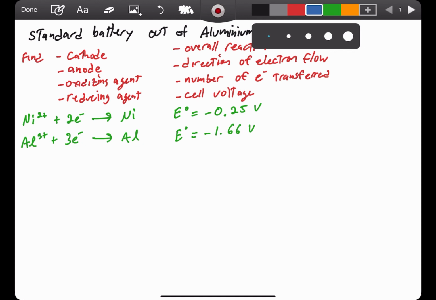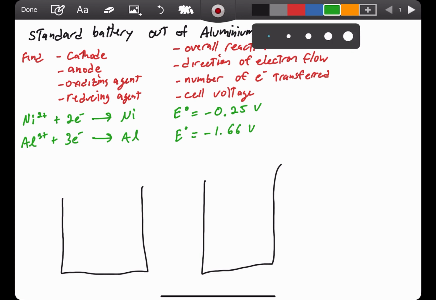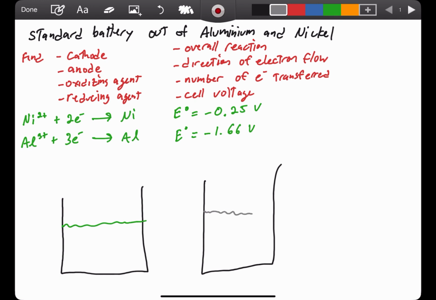First thing we want to do, however, is let's go ahead and draw out our battery. And so as usual, we're going to have our two beakers here. So there's one, there's two. I'm going to put a solution into one of them. And so my nickel solutions tend to be kind of greenish blue, so I'm going to put the green over there. Aluminums don't really have any color at all, so I'm just going to put a little gray solution there for the water.